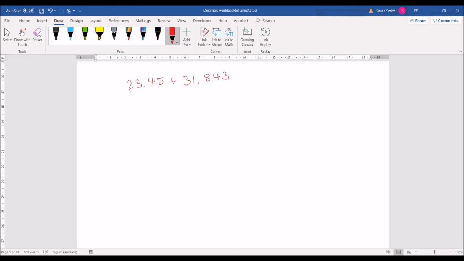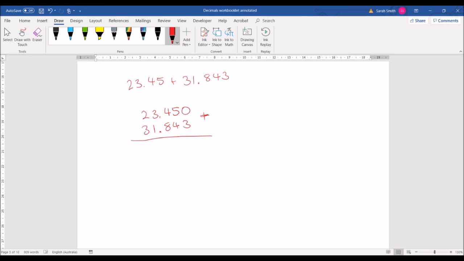31.843. These ones aren't set up like the previous questions. We have to set these up ourselves. So if we start with our 23.45, then we need to put our 31.843. Our decimal point is in the same place. So there's our 843 and our 31. We're making sure that each of our values are placed in the same place value column. And then we can put our equal sign and our adding sign.